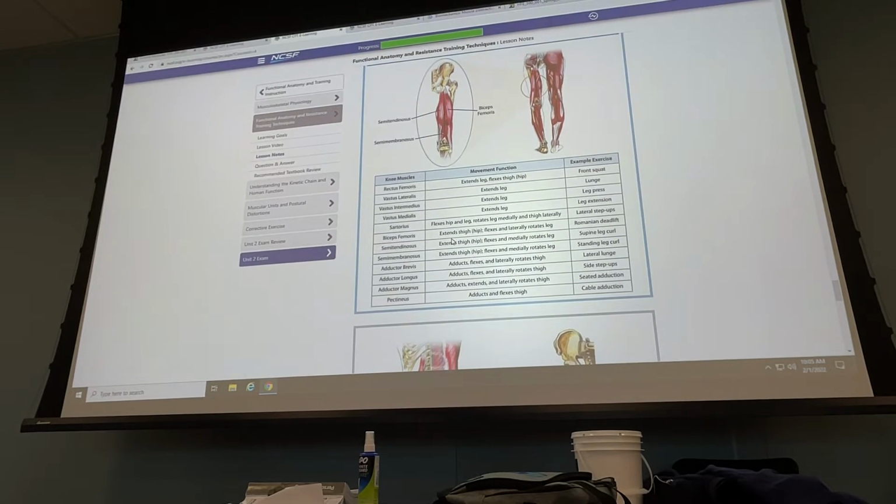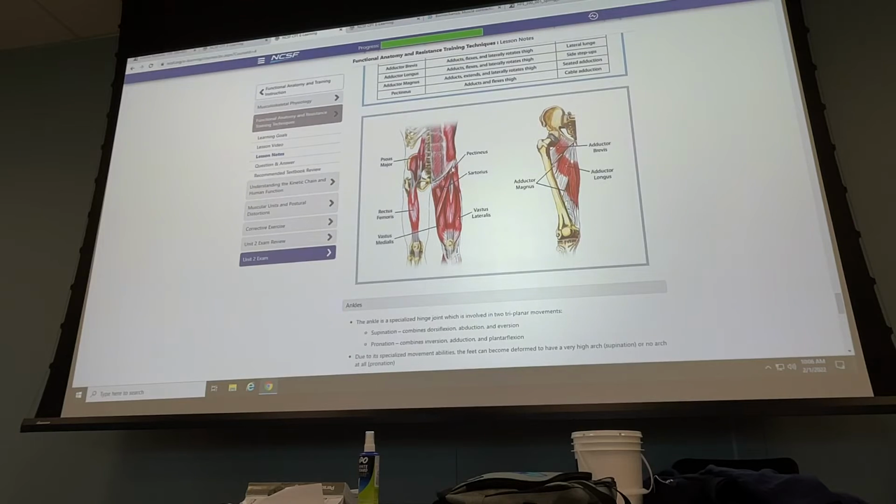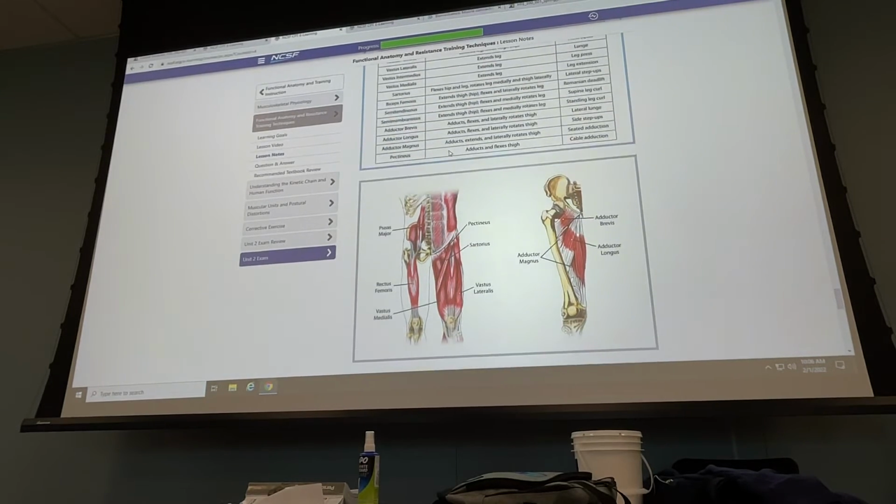Sartorius, that's kind of the S shape that goes from the outside of the hip to the inside of the knee. See if they have a good picture. Sartorius goes from the outside of the hip to the inside of the knee. That's going to be something like a lateral step up, so working the lateral plane. Where it is, the adductor shows what it does. It's another stabilizer.